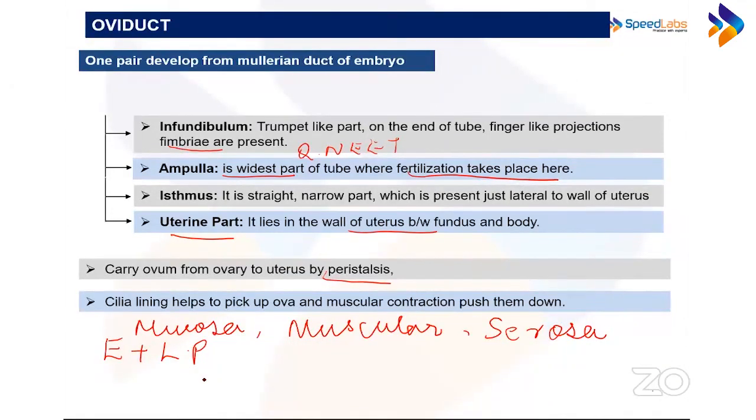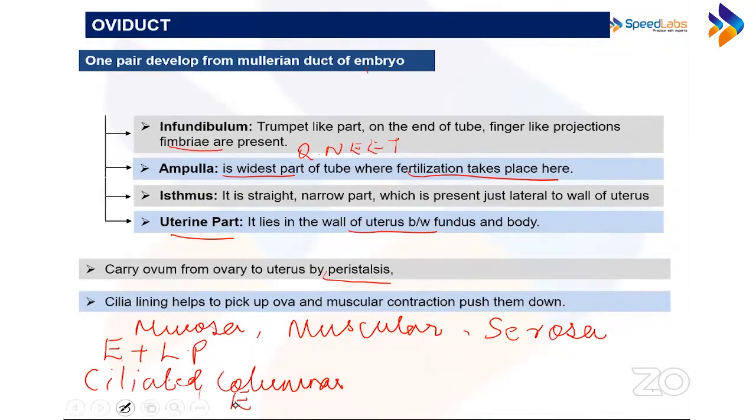And what kind of epithelium is there? The epithelium is ciliated columnar epithelium. Okay. So we're talking about the mucosa layer. The mucosa layer is made up of epithelium. The epithelium is ciliated columnar epithelium. And there are two kinds of cells over here actually. There are two kinds of cells in the mucosa.